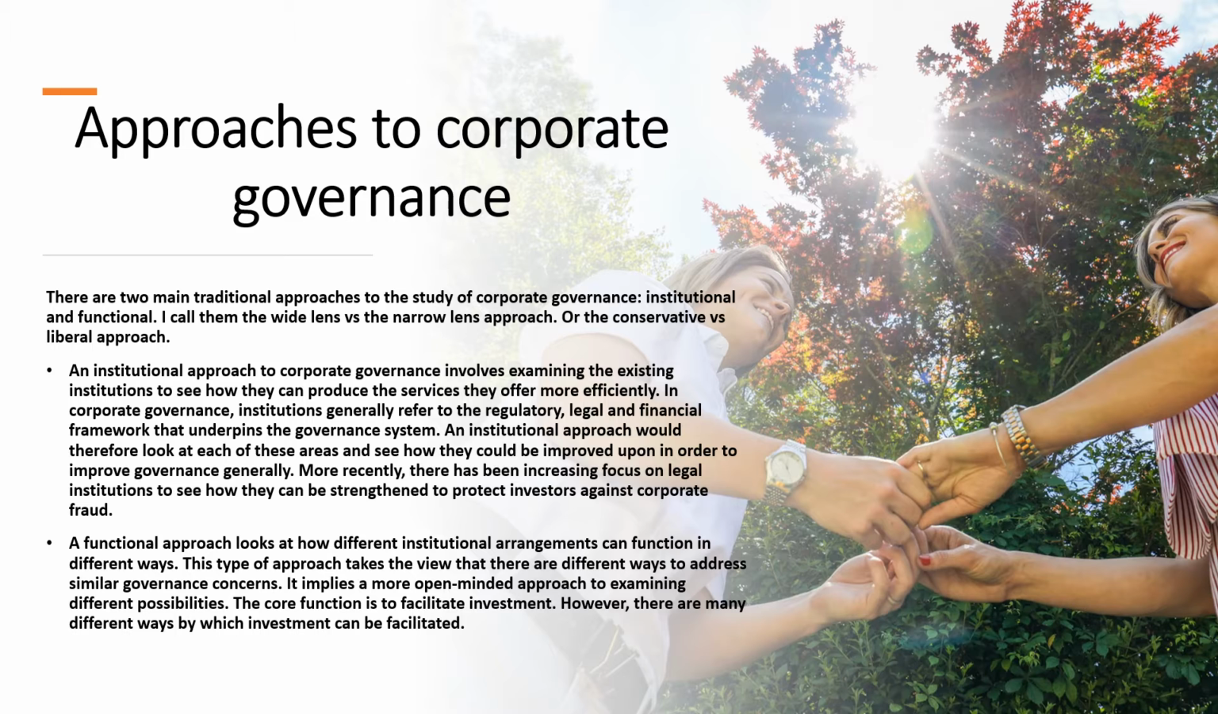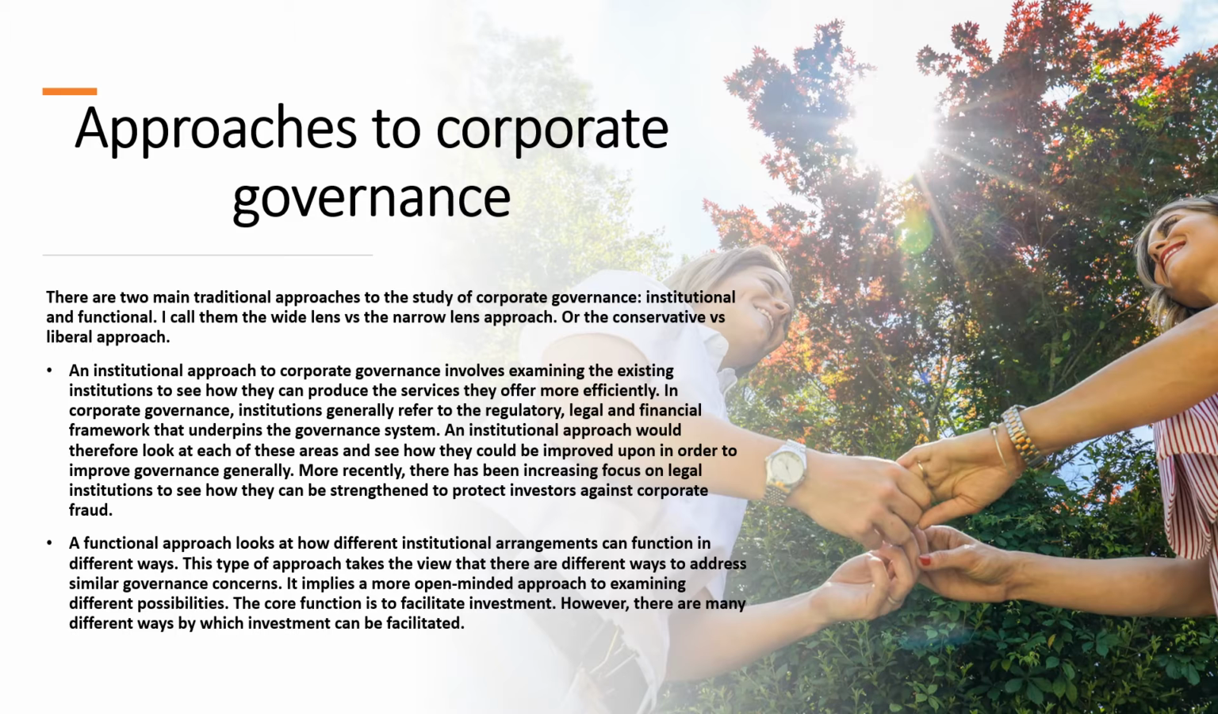So there are two main approaches to corporate governance, and the literature calls them the institutional approach and the functional approach. I personally have named them, to help me remember, the wide lens approach and the narrow lens approach, or the conservative approach versus the liberal approach. These are my names for them that help me remember, but the literature refers to them as the institutional approach versus the functional approach.